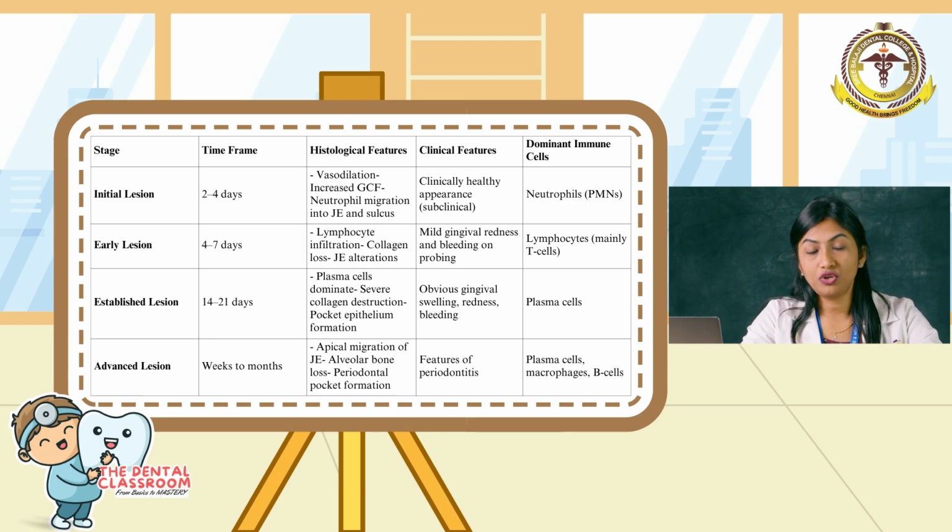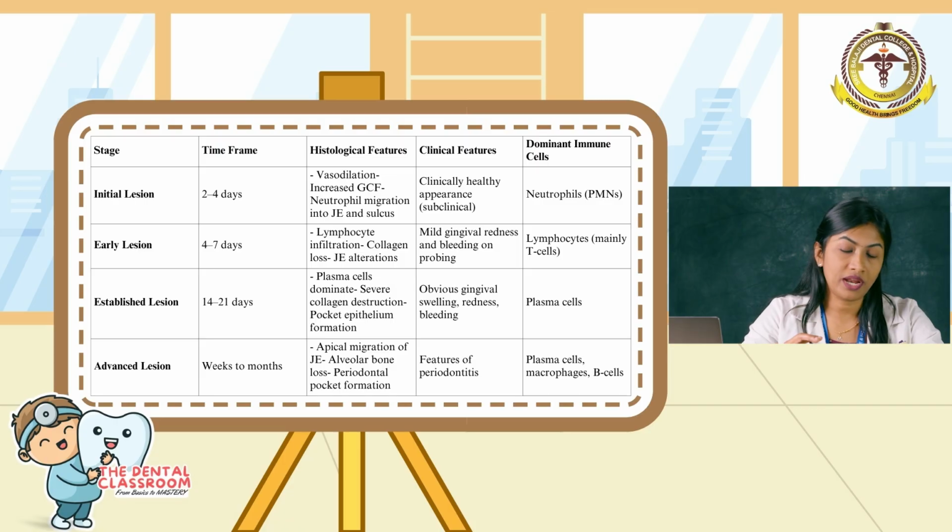So this happens within 2 to 4 days from the plaque accumulation stage, and histologically we have changes such as vascular response, which is the vasodilatory phenomenon and increased vascular supply, with the next stage of neutrophil recruitment. But clinically we don't have any features of inflammation. So inflammation signs don't reflect in this stage. Hence this is called subclinical gingivitis. Only histologically inflammation is happening, but clinically there is no response. Hence it is called subclinical gingivitis.